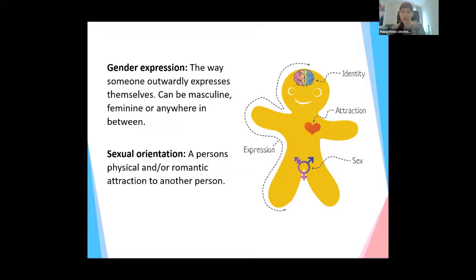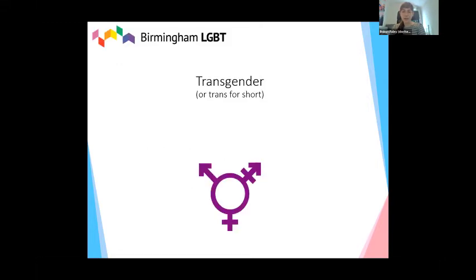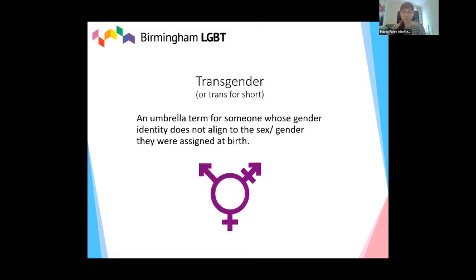Now, earlier I mentioned that there might be some people for whom their gender identity does not correspond to the sex they were assigned at birth. And these people will be transgender, or trans for short. So this is an umbrella term for anyone whose gender identity does not align with the sex they were assigned at birth. This umbrella term can encompass a number of different identities and a range of different people with different life experiences, some of which I'll cover now.